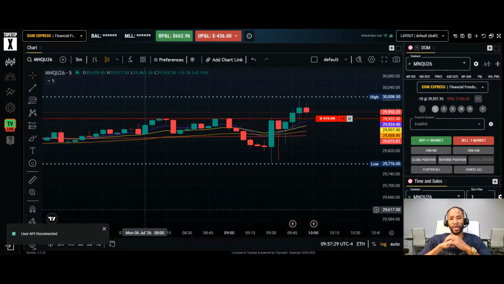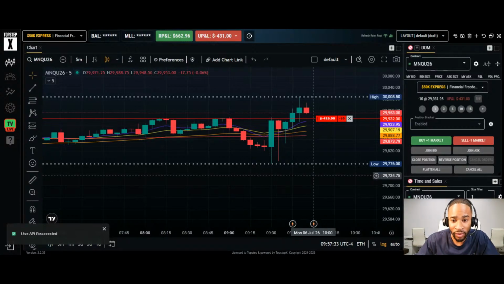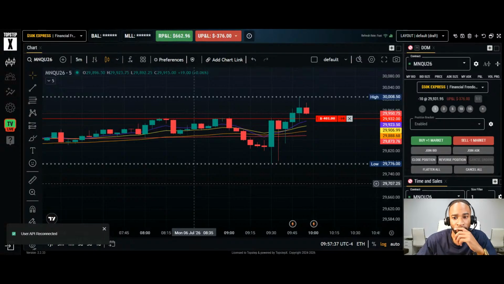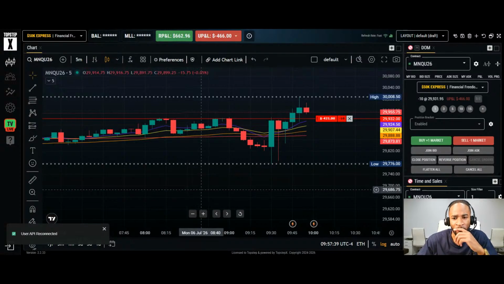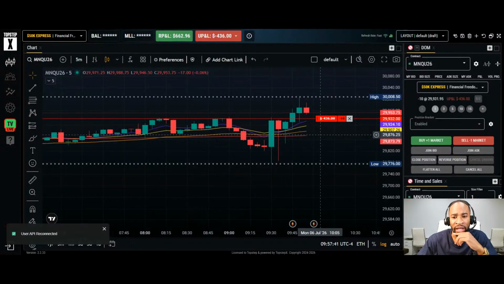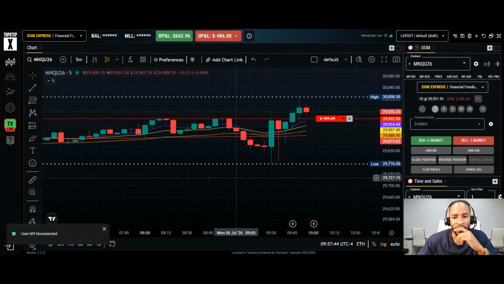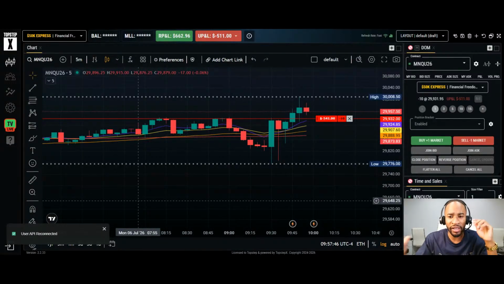I may hold on to this for an extended period because we may pull back down in this zone right here, family. Or I might sell at the 200 EMA on the 5 minute time frame. All right, now I'm down about 400 and some change. Still waiting patiently for this thing to pull back, family.